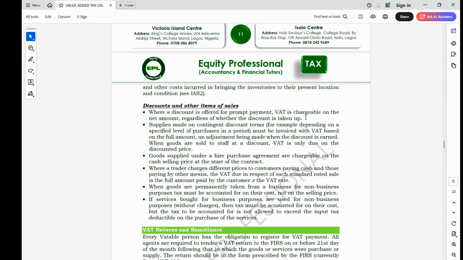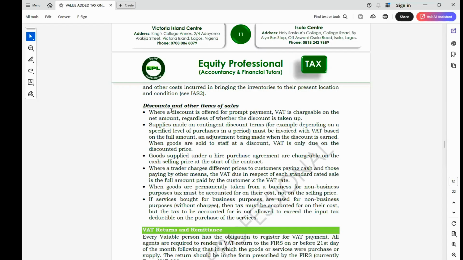If, for instance, you are selling an item to somebody, and you say if you are going to pay within some days, let's say the value of the item you want to sell is 10 naira. You now say if you pay within 3 days, I'm going to give you a discount of 2 naira, which means you are going to pay 8 naira. What that means is that the value added tax will be calculated on the discounted amount of 8 naira, because that is the value that is payable by the buyer.